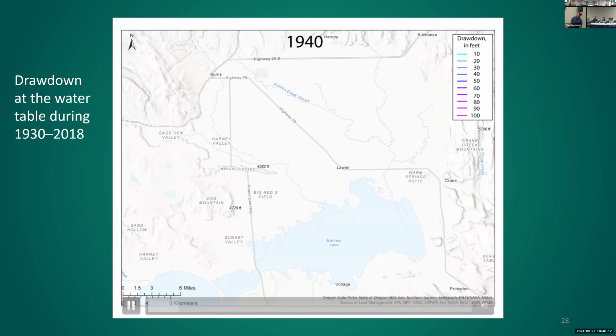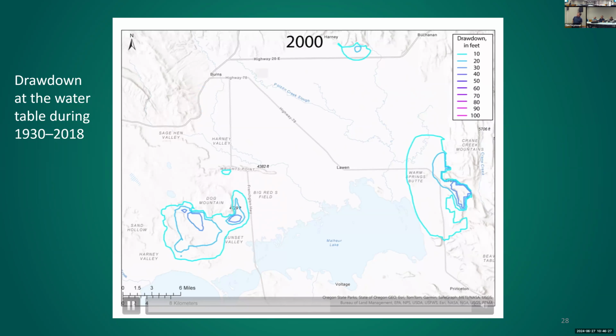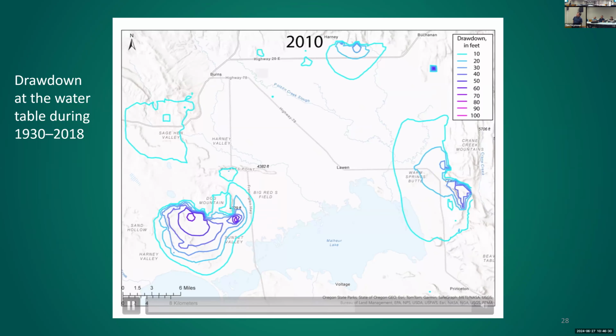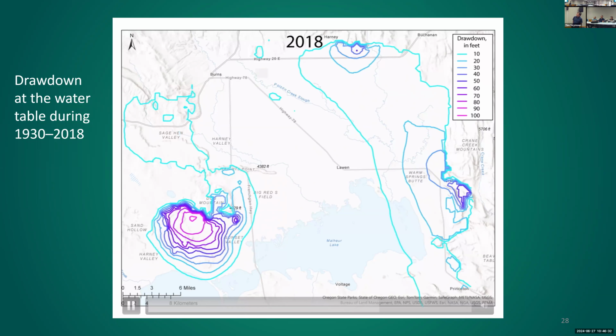In the 30s, not much happening. 40s, 50s, a little blue dot shows up around Heinz. 60s, 70s, that's basically around 1 or 2 wells going on there. Then in the 80s and 90s, we start to see the area spread out, stopping in 2018. So that's the area of maximum drawdown. Each of these lines represents a 10-foot contour, so the deepest one in the center of Weaver Spring is about 100 feet.